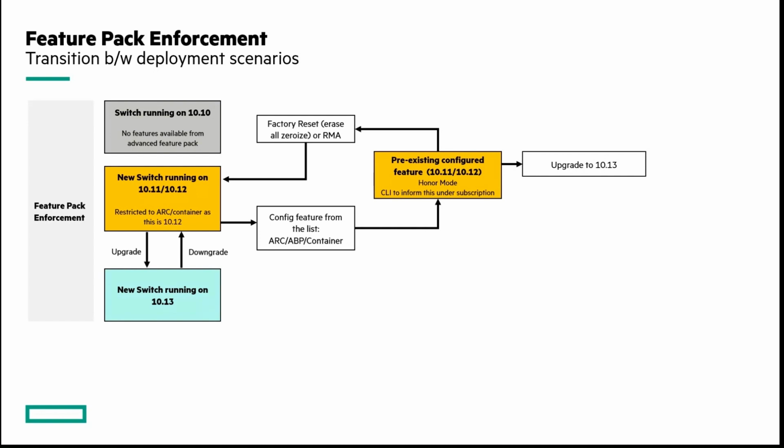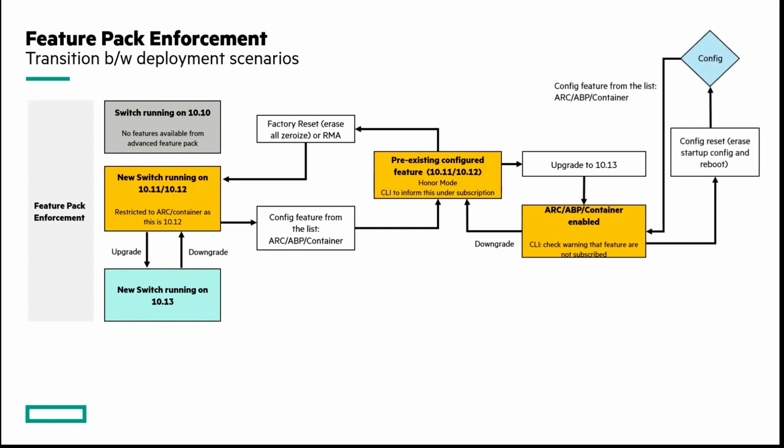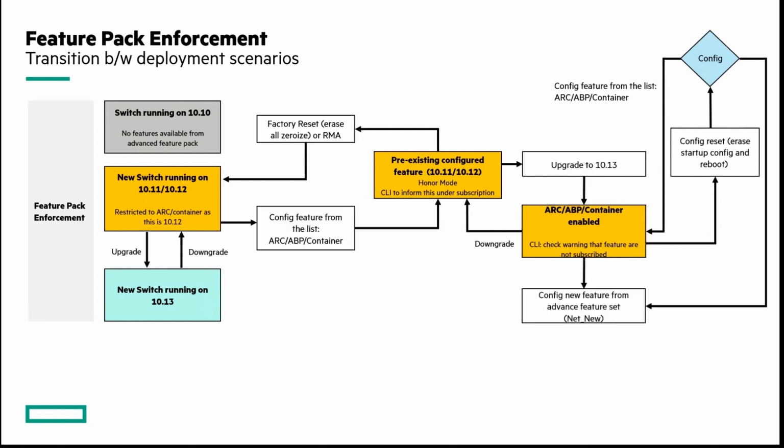In 10.13, if a config reset is done, the user needs to again configure these advanced features. If a factory reset is done, or in case of RMA, the switch will come back as a new switch in 10.13. After the upgrade, the user can also configure newly added advanced features, but they will only start working when a valid subscription is installed on the switch.